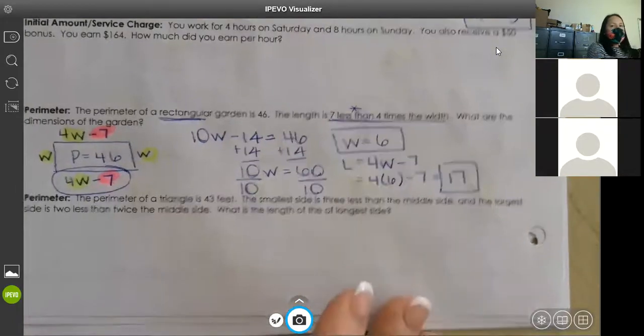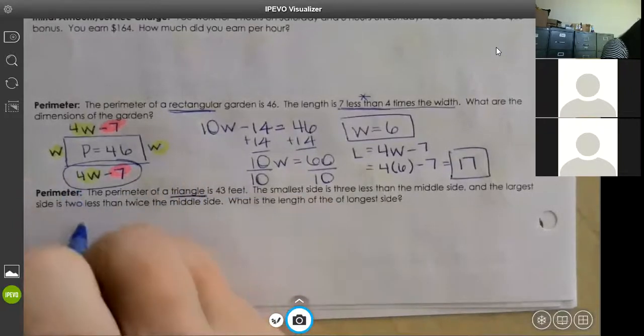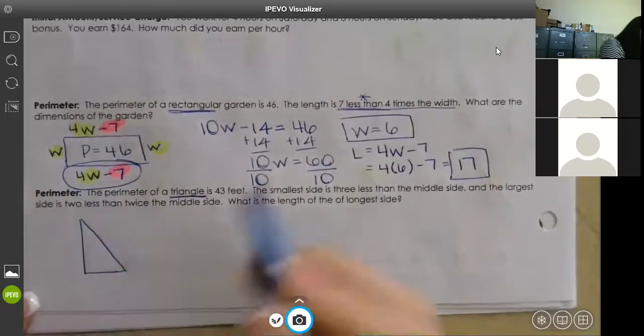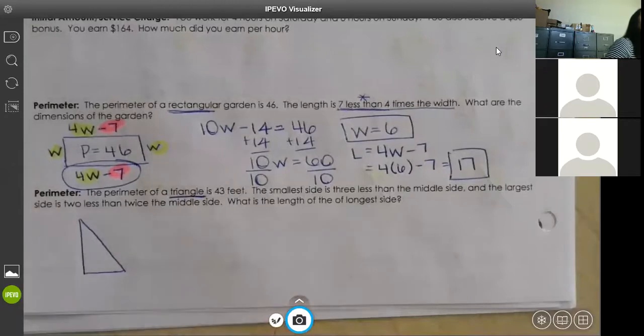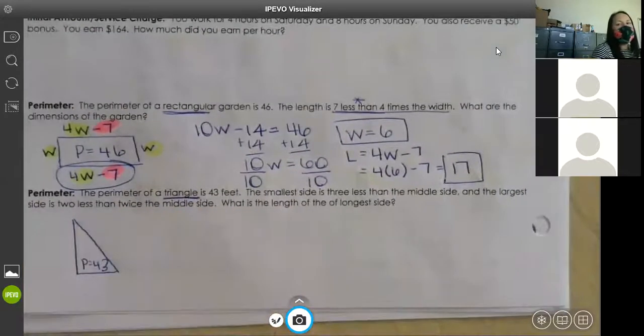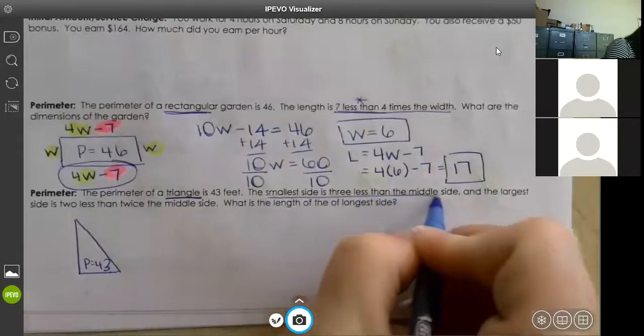All right. Here's another one, but this one deals with a what? Triangle. I try to make mine where the sides are different lengths. So I have a short side, a medium side, and a long side. It doesn't matter at all, but it helps me visualize it a little bit better, okay? The perimeter of a triangle is 43, and I just put that inside to remind me. Perimeter is 43. This one says the smallest side is 3 less than the middle side. We'll talk about that in a minute.